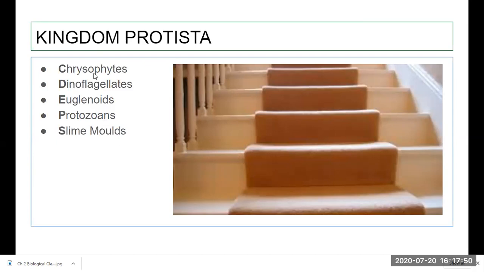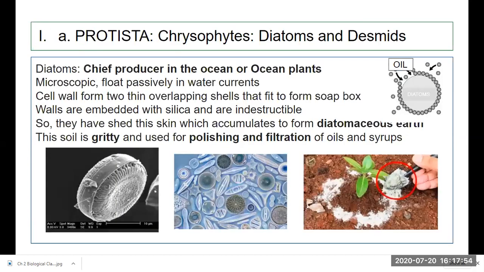The chrysophytes, this is the one category that we would be discussing today. Chryso means golden. So that's why these are golden bacteria. They are, sorry, they are not bacteria. These are called golden algae. They are diatoms and desmids. Both are microscopic and they move because of water currents. So they float in water passively. Okay. Diatoms, especially, are the chief producers in the ocean. They are the autotrophs and they are present in most abundant quantity.